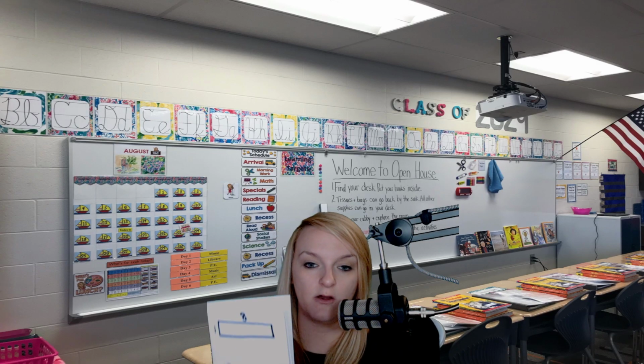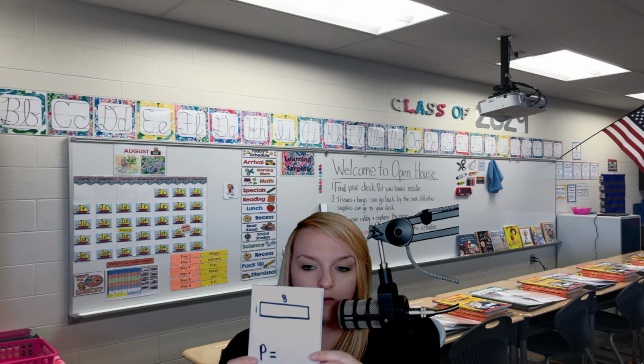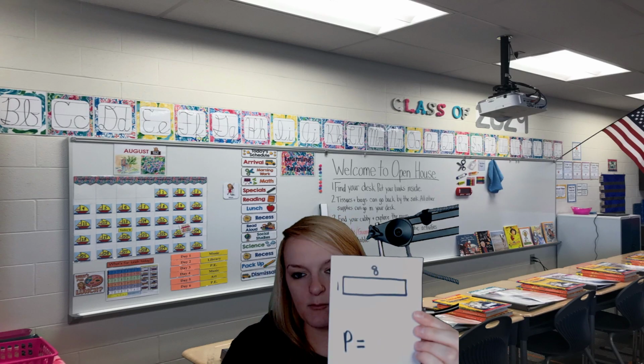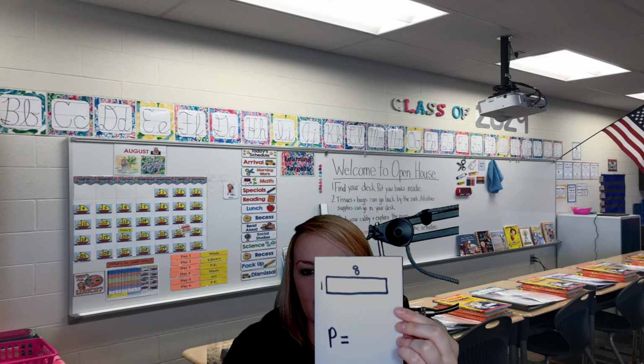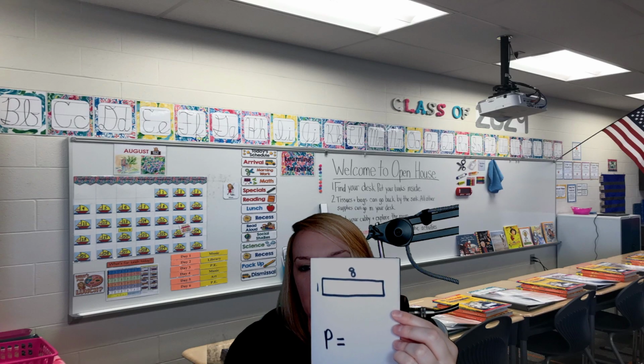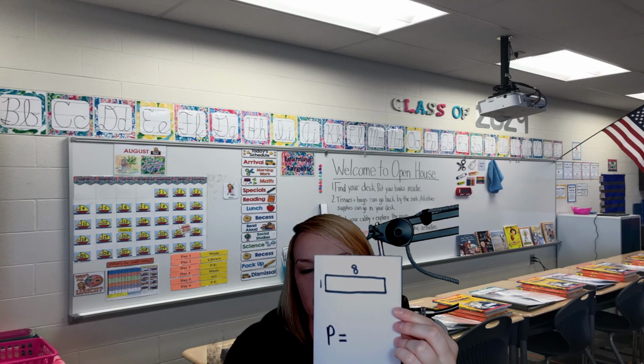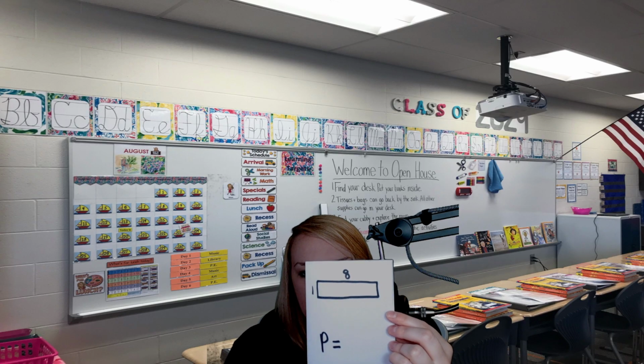Okay? Next, I'm going to show you something that you're probably going to see that could be confusing at first. Very similar to what we just did. Here I have a rectangle, and my rectangle has an 8 on top and a 1 on the side, and then it says P equals blank. So I know I'm going to be finding the perimeter by adding all the sides.